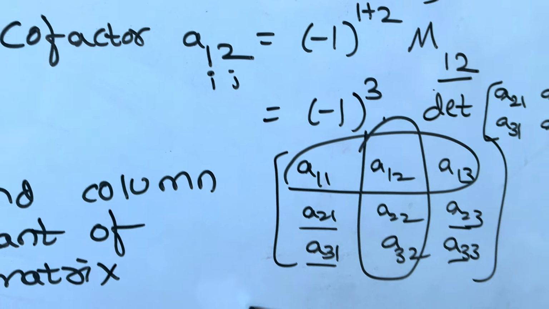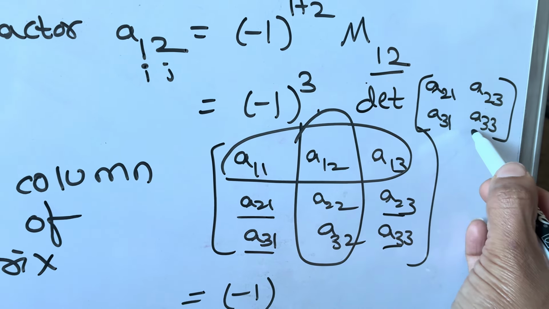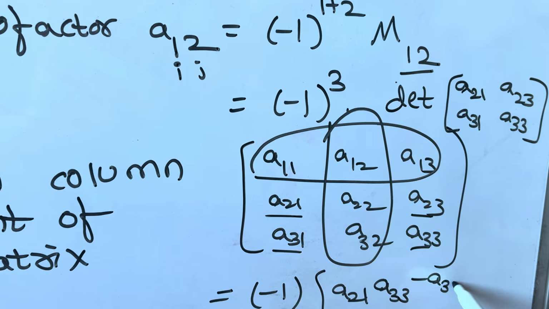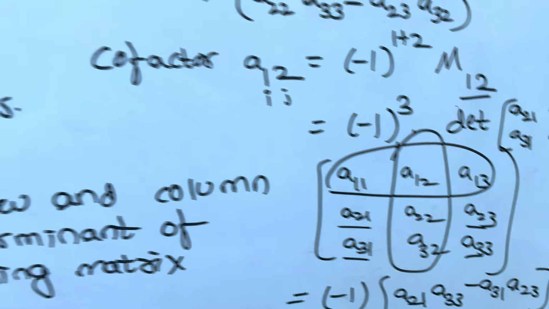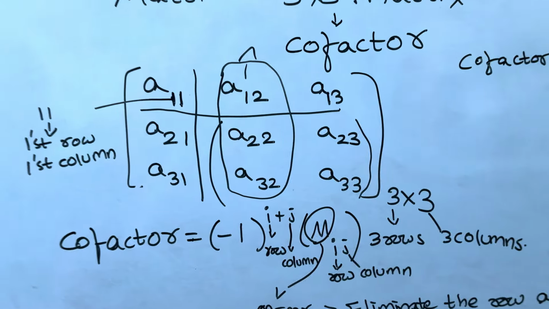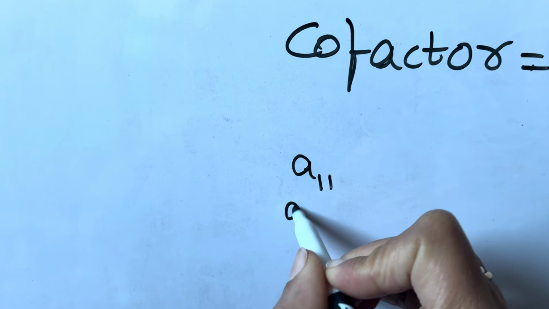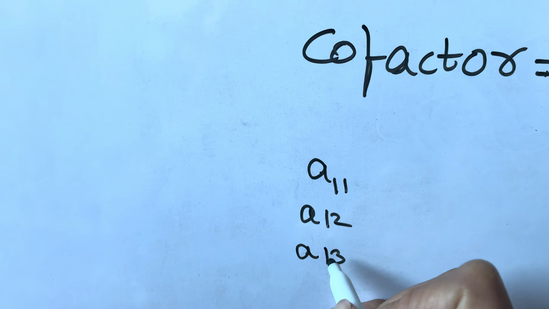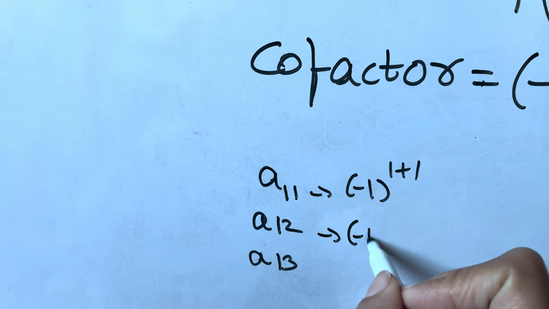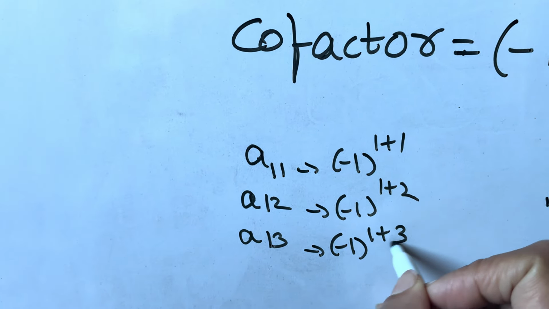Okay, so this gives me the answer as minus 1 times the determinant of this, which is the product of these diagonal elements, A21 and A33 minus A31 and A23. So when you observe, a clear formula can be written for each of the elements, like for 1 1 and 1 2 and 1 3. So it will be minus 1 power 1 plus 1, and for 1 2 it will be minus 1 power 1 plus 2, and minus 1 power 1 plus 3.